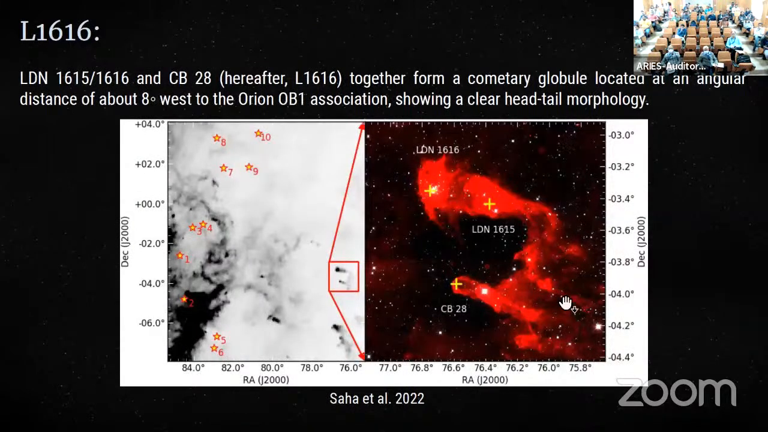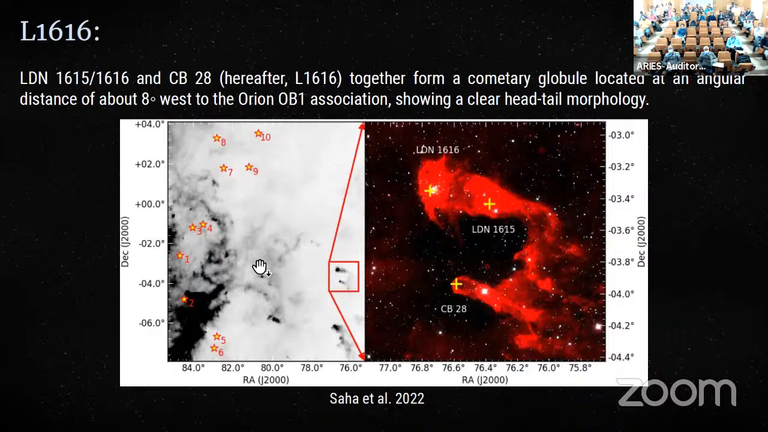This is a WISE color composite image using WISE 3.6, 4.5 and 12 micron. So you can see there is a clear cometary-like structure in this cloud, and it is located at 8 degree west of the Orion-Orion association. So these are the massive stars present here, and there are many YSOs present towards this region, which we have found from the literature.